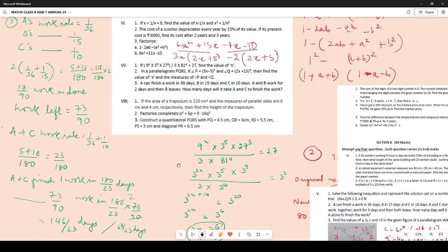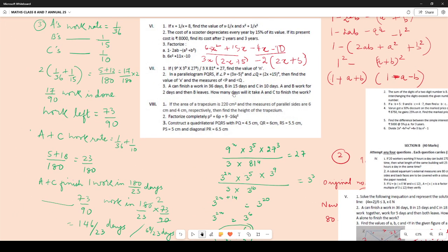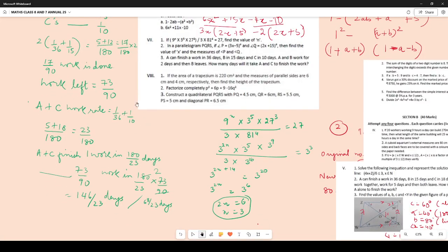Now A can finish a work in 36 days, B in 16 days and C in 10 days. A and B work for 2 days and then B leaves. How many days will it take A and C to finish the work? A's work rate, B's work rate, C's work rate. So A and B have worked for 2 days. How much of work have they finished? They have finished 1 by 36 plus 1 by 15 into 2, that is 17 by 90 of the work is done. How much of work is left? So 1 minus 17 by 90, that leaves you with 73 by 90 work left.